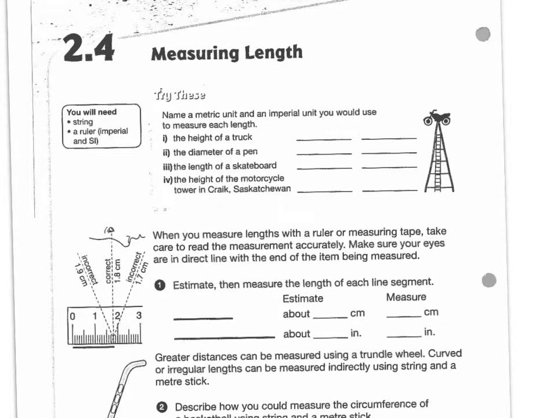Okay, lesson 2.4, measuring length. This is just a bit more practice. Important things in this are to make sure that you are reading the line directly to where you're supposed to be. Make sure your eyes are in direct line with the end of the item being measured. So try these couple examples.